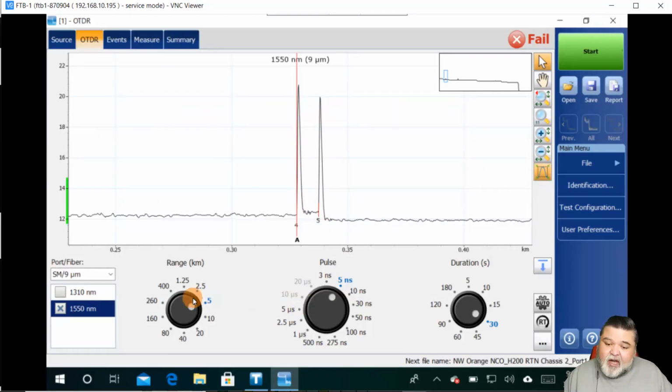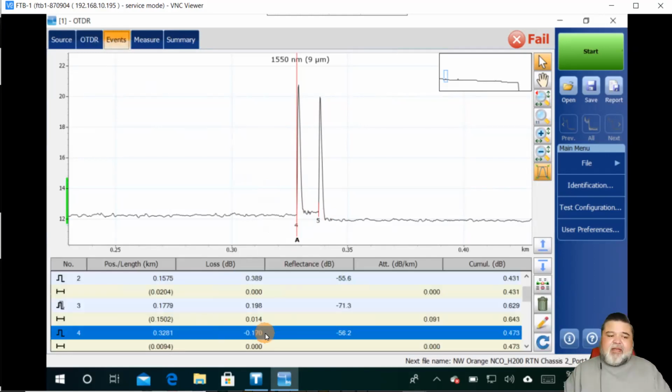And so the key here is, honestly, the key to all 3 of these knobs is to get them as low as you can and get a nice clean trace, right? Within a reasonable amount of time. And so now if I look at this, I can separate these 2 events. If I go to the event table, event number 4 is a gainer.